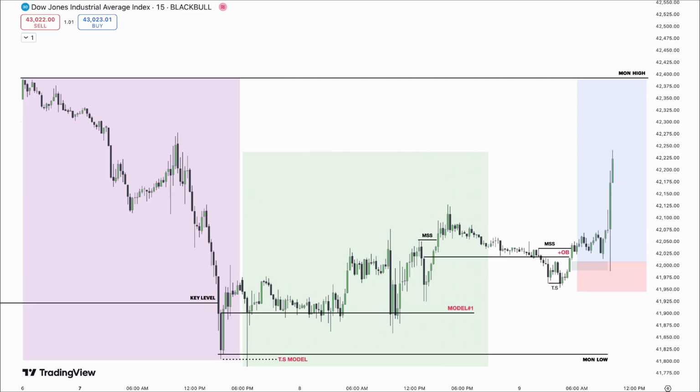You can see the price just tapped into our fair value gap, and then, boom. Let's see what happens next. And guys, you can see that our final target has been hit. So, this is the complete breakdown of the Monday range model. Believe me, this is a very high probability model, and if you're watching 2 to 3 pairs, you can catch it at least once a week on one of them.